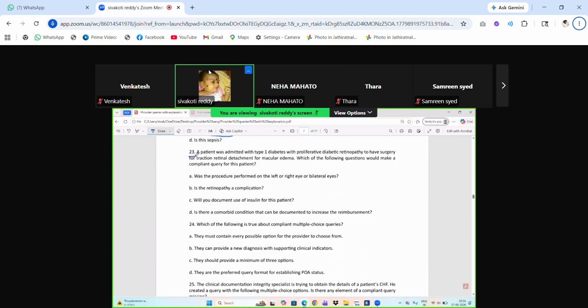Third. Option A, because of retinopathy. The documentation says retinopathy only. They did not mention right, left or bilateral. Which side they performed the procedure on, they did not mention. So we need to go with a specificity query, option A: whether right, left or bilateral eyes, which side they performed.